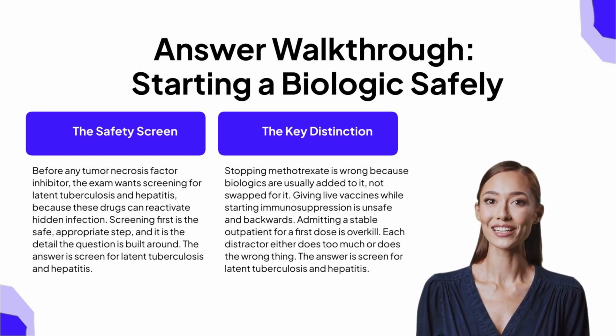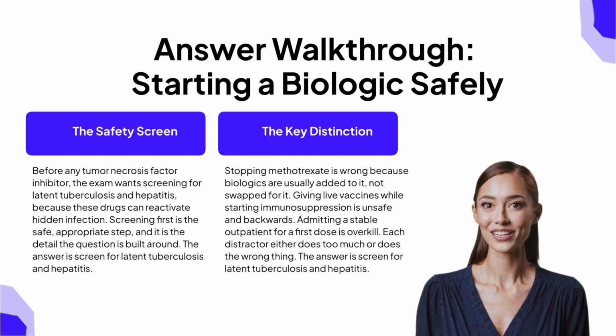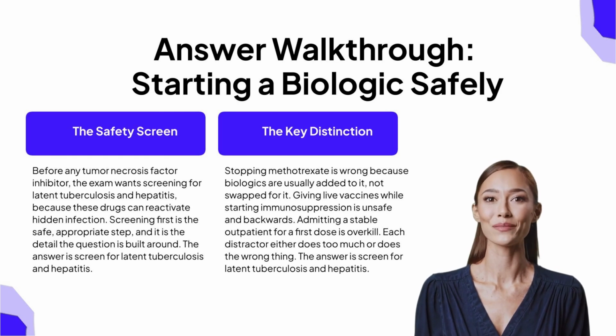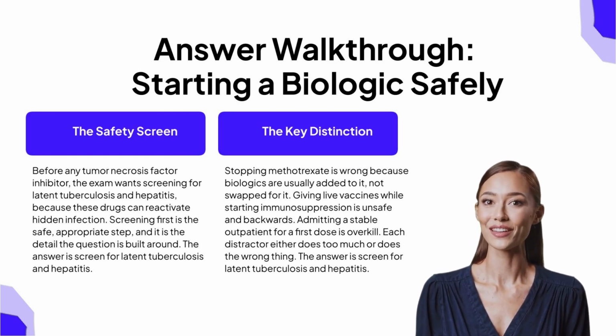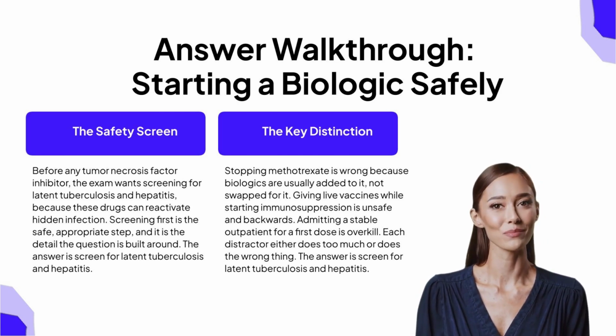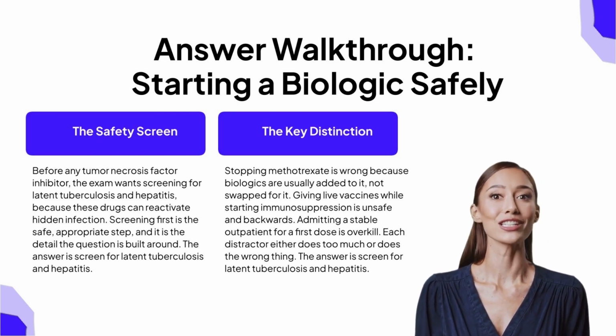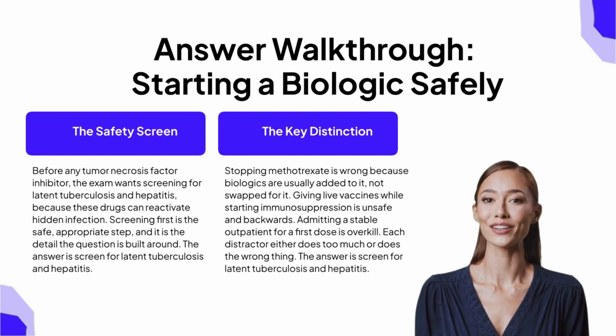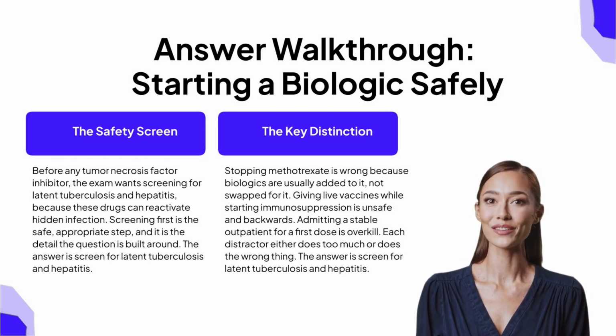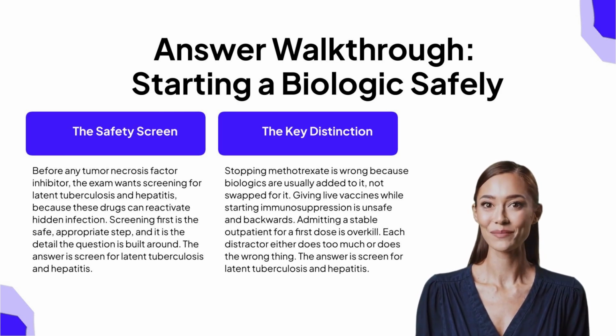Stopping methotrexate entirely is wrong, because biologics are usually added on top of methotrexate, not swapped in for it. Giving live vaccines while starting immunosuppression is both unsafe and backwards. Admitting a stable outpatient just for a first dose is classic overkill. Every distractor either does too much or moves in the wrong direction. The correct answer is to screen for latent tuberculosis and hepatitis.